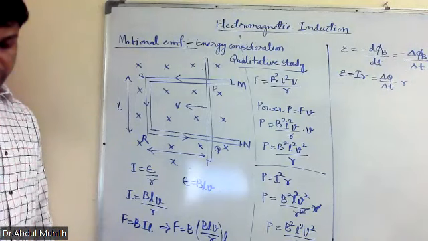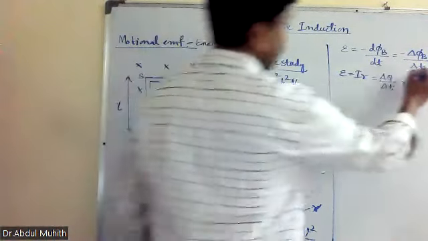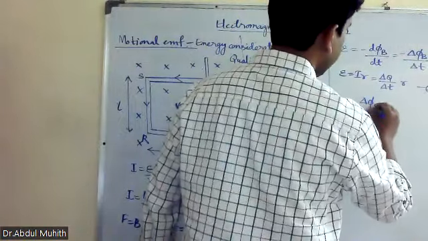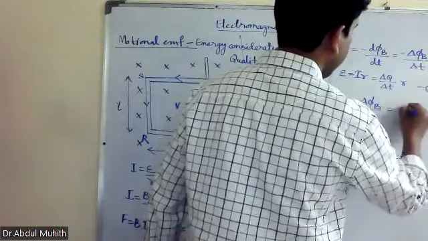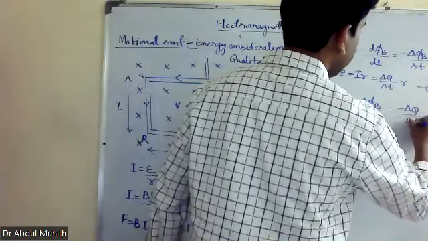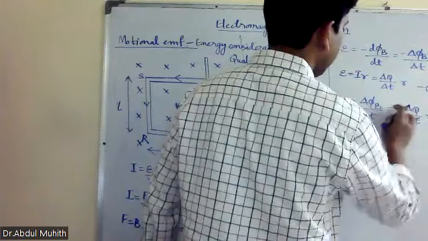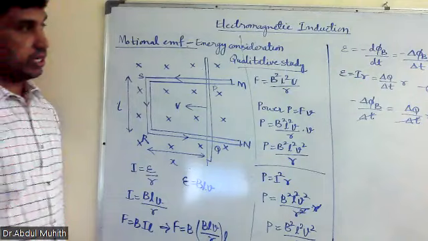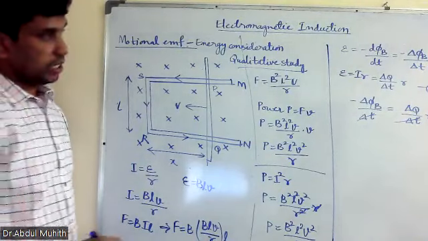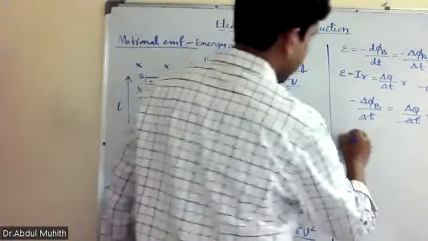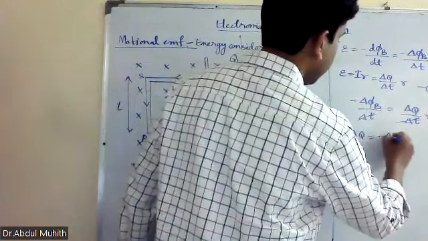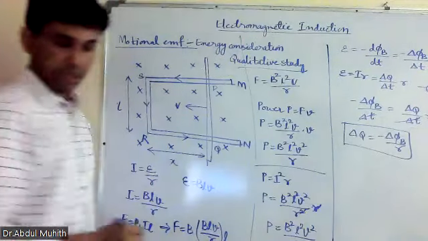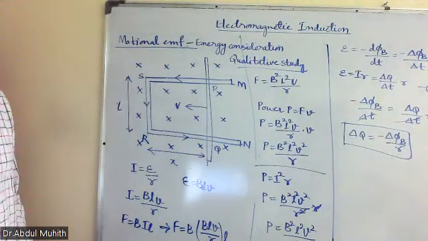So what are we writing here? This is equation number 1 and this is equation number 2, and we are equating both of them. −Δφ/Δt is equal to −Δq/Δt into R. This and this will go away. So what is remaining now? Δq = −Δφ/R. Change in charge is change in flux divided by R.